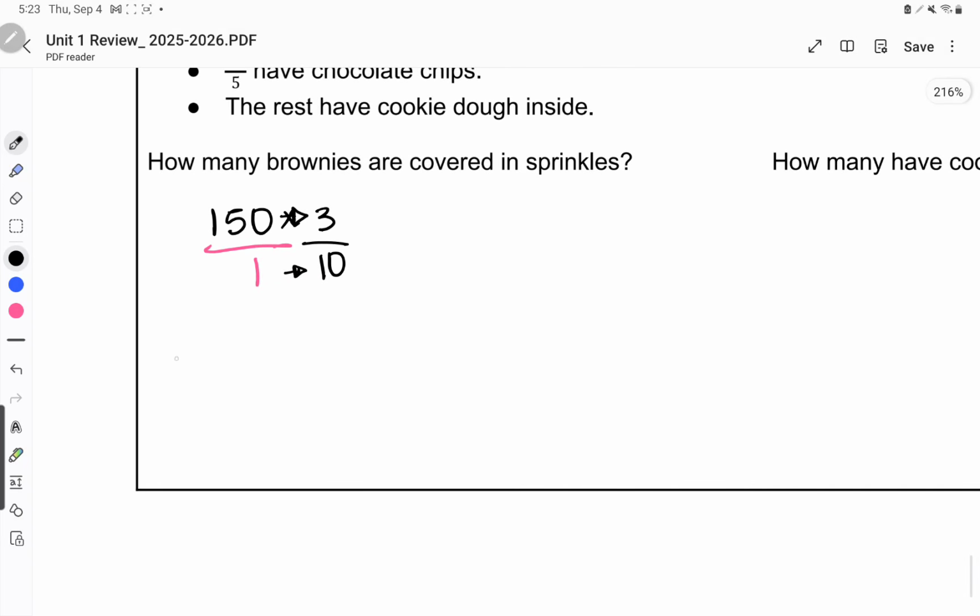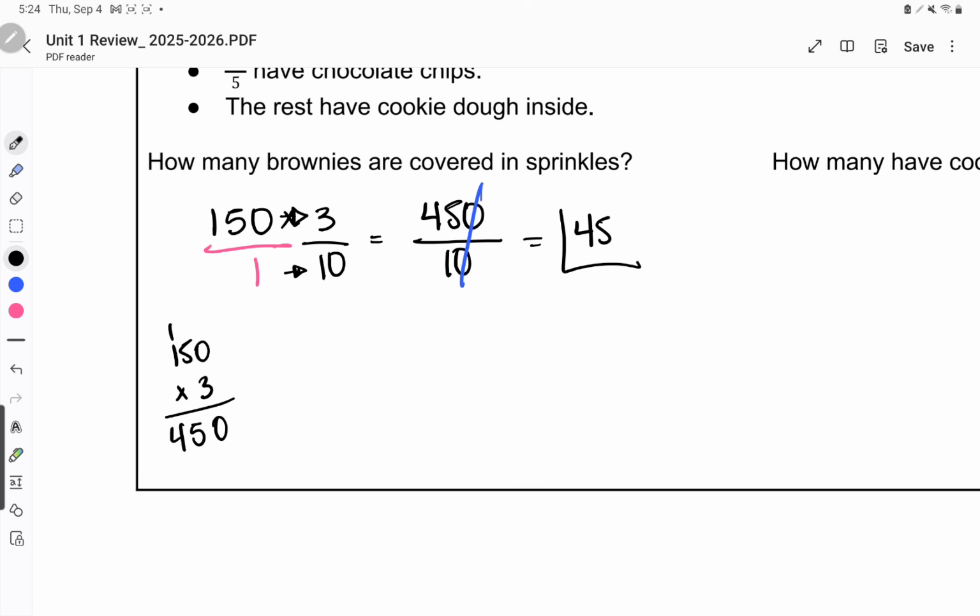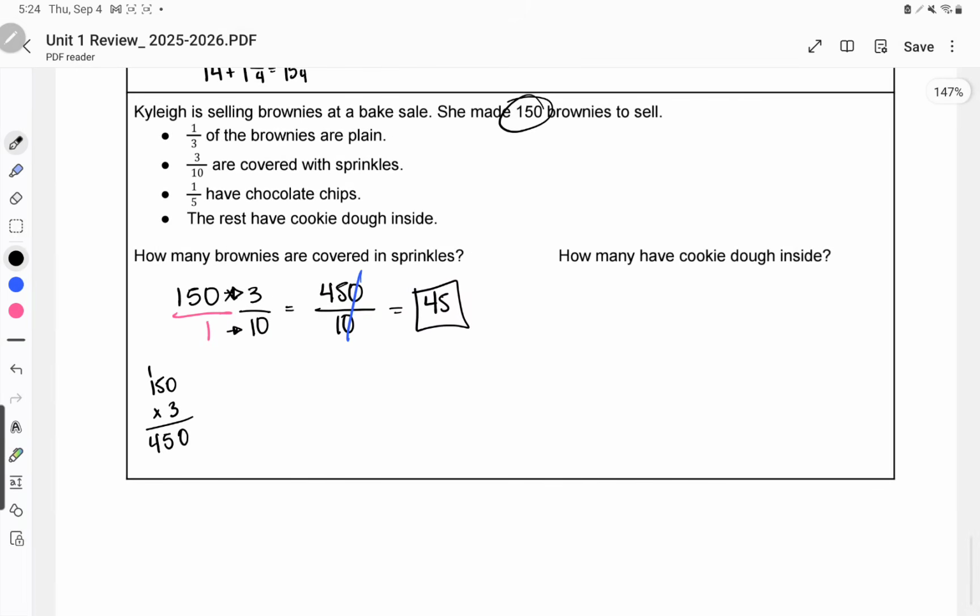150 times 3. 0 times 3 is 0. 5 times 3 is 15, so we're down to 5 and carry our 1. 1 times 3 is 3 plus 1 is 4. That gives us 450 over 10. The great thing is when you divide by 10, if you got something that ends with zeros, you'll just cross them out if they both end in 0. And you have 45 divided by 1. Anything divided by 1 is itself, so there are 45 brownies covered in sprinkles.